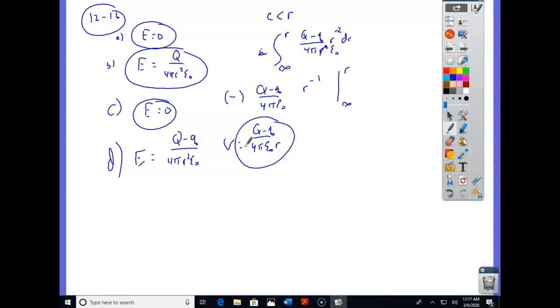Cancel out an R? So we're just making the assumption that the positive charge is larger? No. If it's not larger, then this whole thing would be negative, right? And it would be negative. So it works out for me either way.